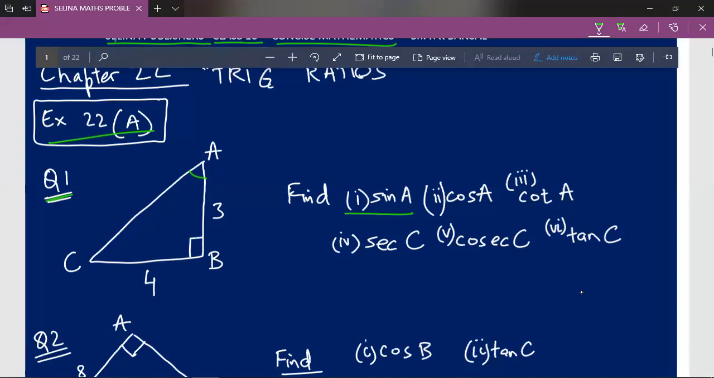So the Pythagoras theorem, 4 whole square plus 3 whole square is equal to h square. So 16 plus 9 is equal to h square. That is 25 is equal to h square. So if 25 is equal to h square, therefore the square goes to the LHS and root 25 becomes 5. So h is equal to 5.